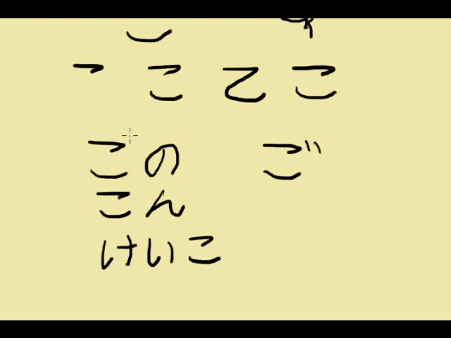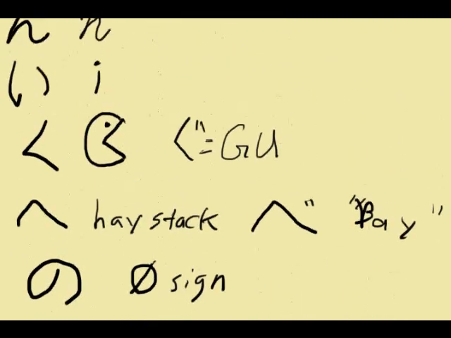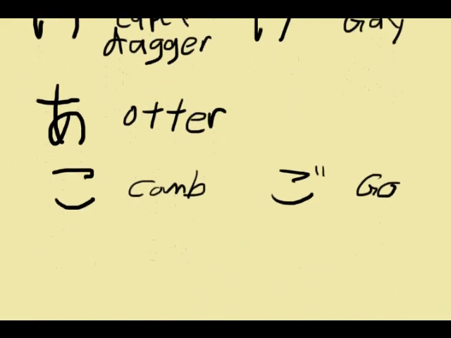So if we practice these, guess what they would become. So gono, gon, keigo. All right, let me pause it right there. Now we've finished our 8th character. Let's do the final character for this lesson.